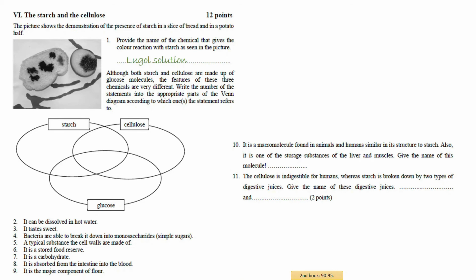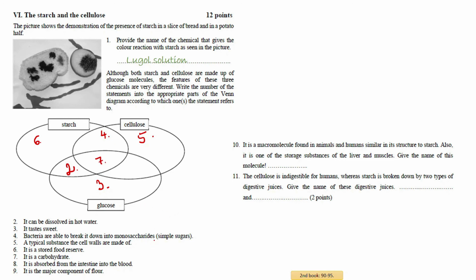It can be dissolved in hot water. Okay, so that is only true for the glucose and the starch, but not for the cellulose. So number 2 will belong to this part. It tastes sweet. We know that polysaccharides are non-sweet, but glucose is a sweet monomer, so that's going to be in here. Bacteria are able to break it down into monosaccharides. That's going to be true for starch and cellulose, so it's in here. Typical substance the cell walls are made up of, that is cellulose, 5. It is a stored food reserve, that's true for the starch in plants. It is a carbohydrate, all of them are carbohydrates, so number 7 will be in the middle.